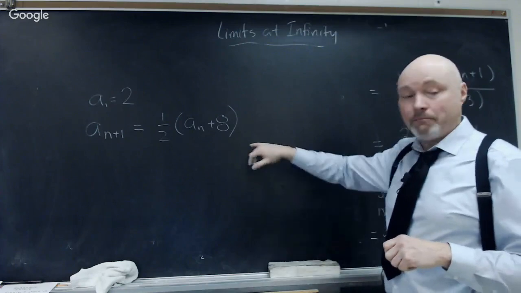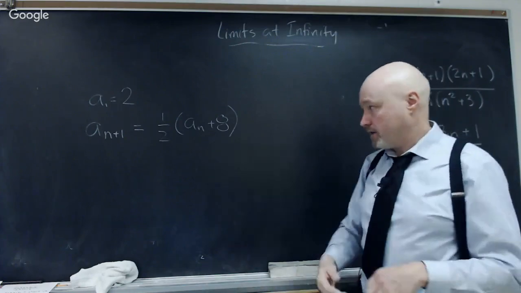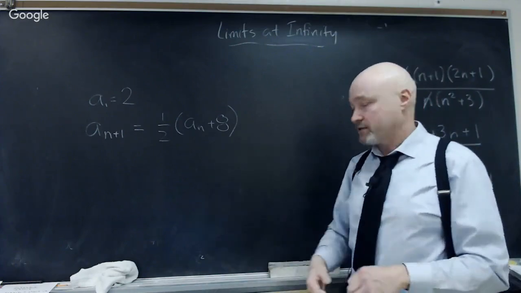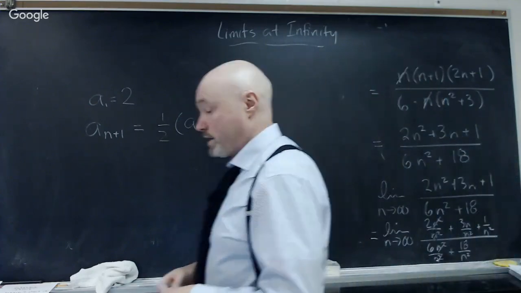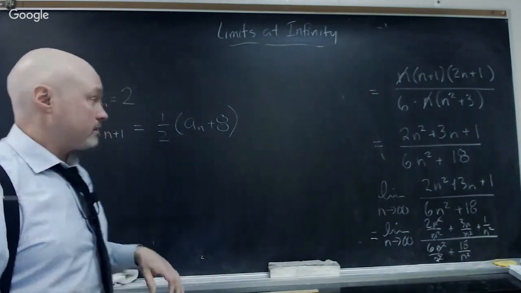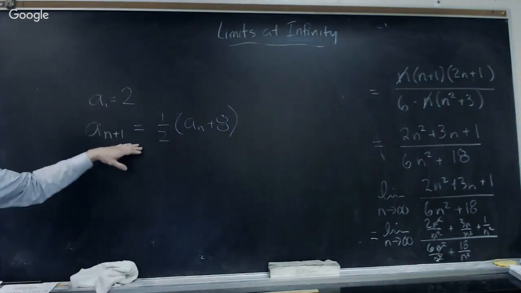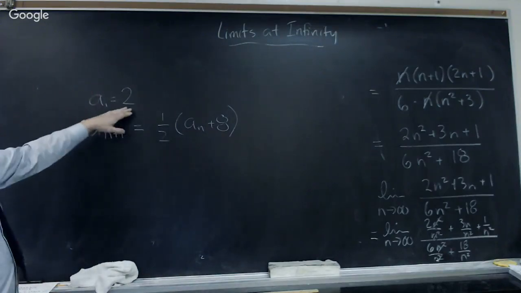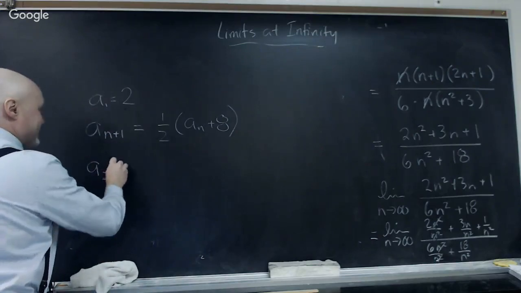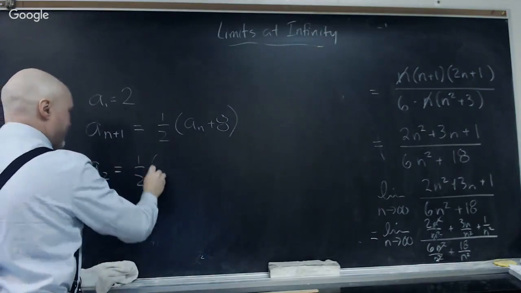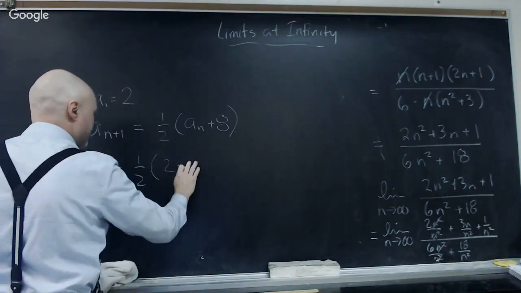And so apart from putting in a value, figuring out what the next term is, and putting in a value and figuring out what the next term is, we can actually do this a little bit algebraically. What I will show you is how we get successive terms. And so if the first term is 2, to get the second term, we're actually going to take 1/2 of 2 plus 8.